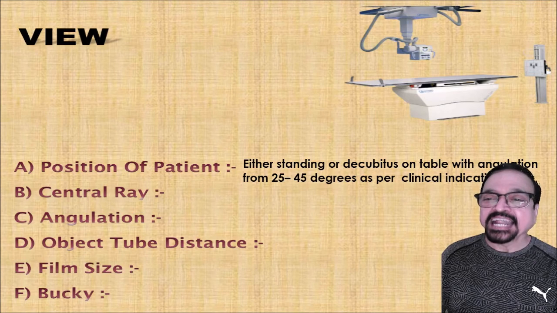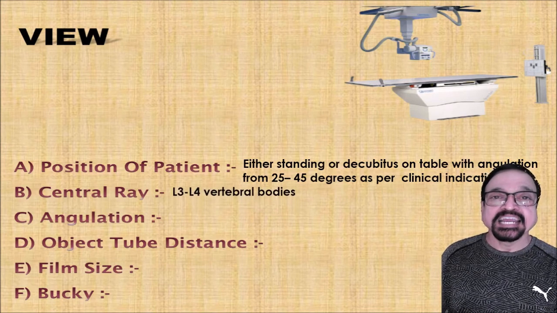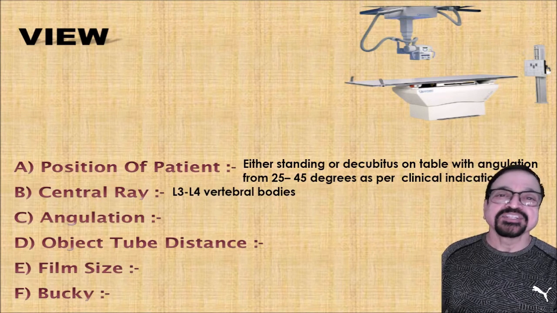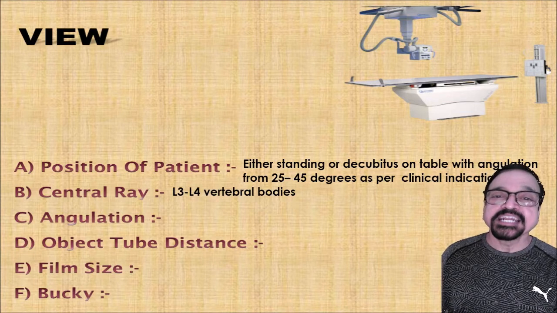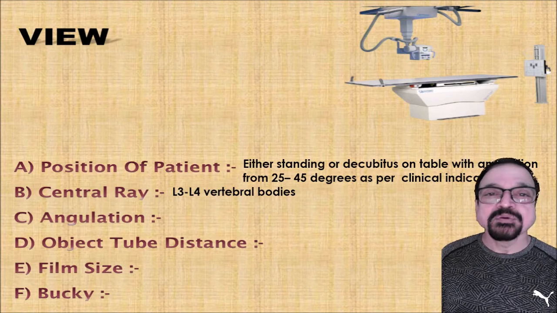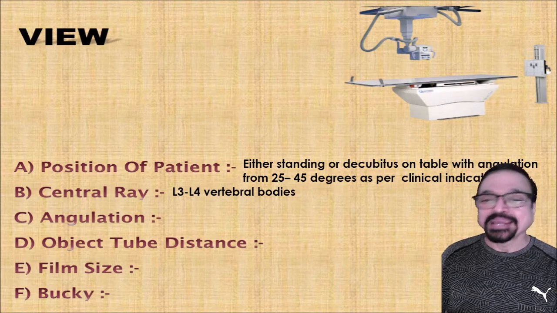Now, the patient is either standing or in decubitus on the table with an angulation of 25 to 45 degrees as per clinical indication. This we have to adjust as per the results of the first radiograph. If in the first radiograph you find some problem and want to know certain more detail, then you can modify this angle. It's a very easy technique and it can give you the best possible results. But if you are comparing symmetrical sides, please take care that both are with the same angulation.